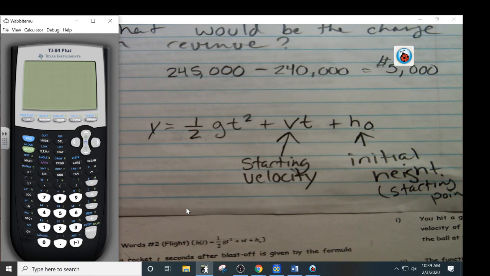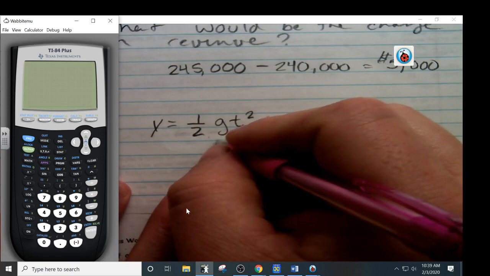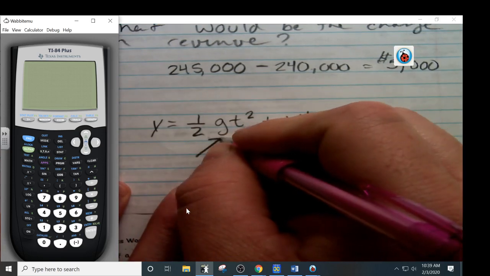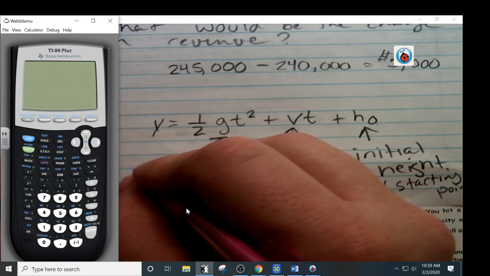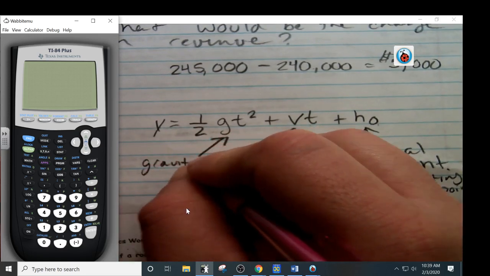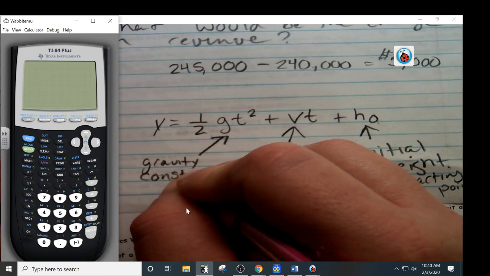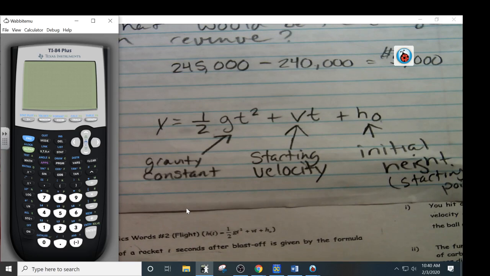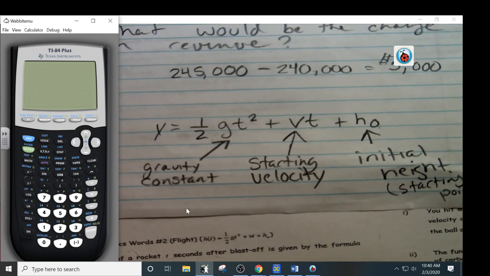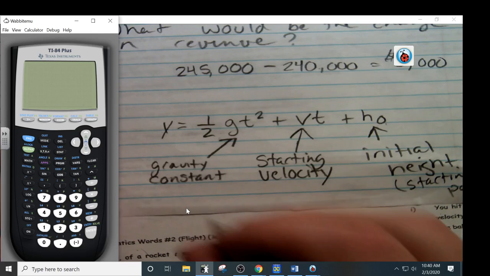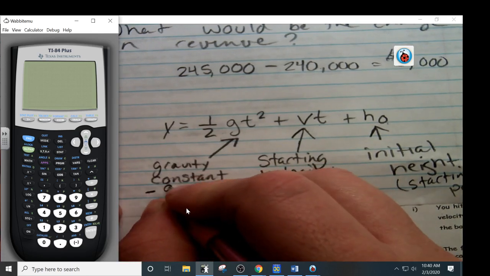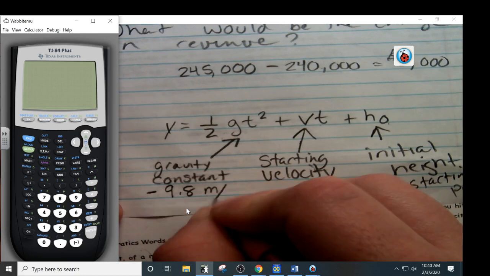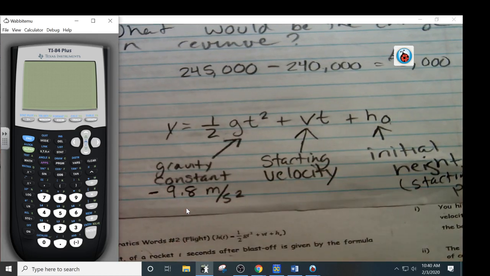Okay. Now, the G is the gravity constant. Now, if you're on the surface of the Earth, the gravity constant is negative 9.8 meters per second squared. That's what it is, guys. That's just what some physicists come up with. That's above my pay grade.